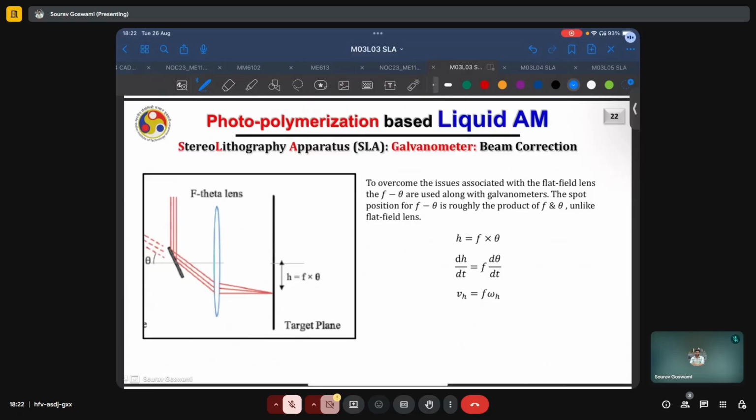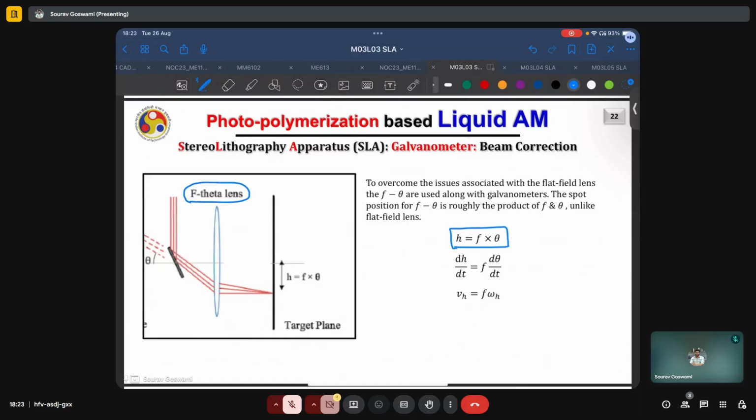A second type of lens which can be used is called the F theta lens. And here, the relationship between h, which is the distance of the focal spot from the optical axis, the focal length f, and the angle of incidence theta is given as h equals f theta. And that is why it is called an f theta lens. It was developed to overcome the issues associated with flat field lens correction.